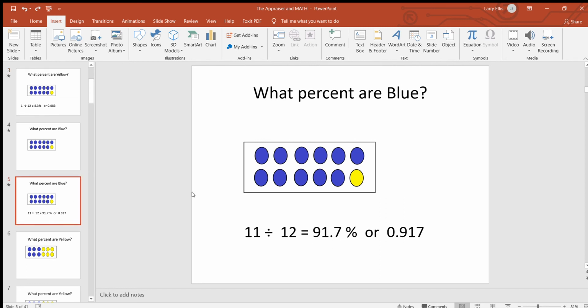Same thing with the blue. If I did it first, I want to know the percent that was yellow. I would just subtract 91.7 from 100%, and that would give me 8.3%, or 1.00 minus 0.917, which would again give me 0.083. Again, don't let that leading zero mess you up.